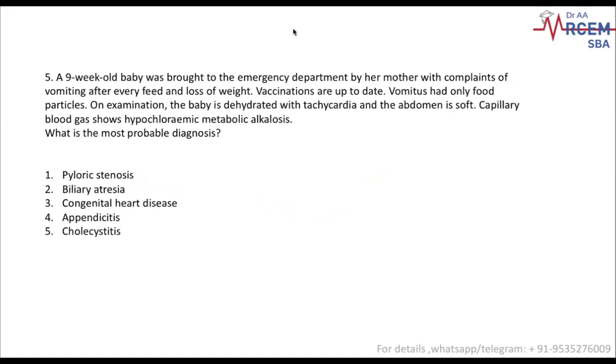A 9 weeks old baby was brought to the emergency department by her mother with complaints of vomiting after every feed and loss of weight. Vaccinations are up to date. Vomitus had only food particles. On examination, the patient is dehydrated, tachycardic, abdomen is soft. Capillary blood gas shows hypokalemic metabolic alkalosis. What's the most probable diagnosis here?